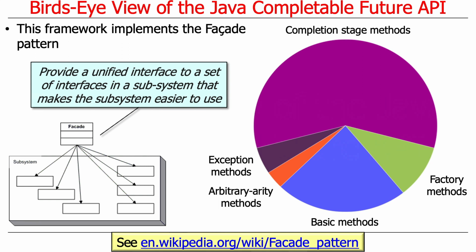This framework implements the Facade pattern. The Facade pattern is a Gang of Four pattern from the Gang of Four book, which provides a uniform interface to a set of interfaces or a set of features in a subsystem that make the subsystem easier to use. So rather than exposing all the classes that are nested underneath or within the CompletableFuture class, that's all hidden from you, and you just have to worry about the Facade.